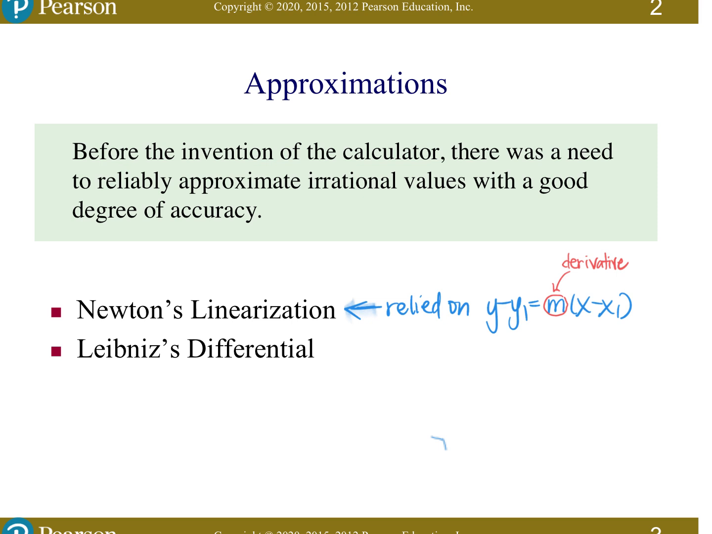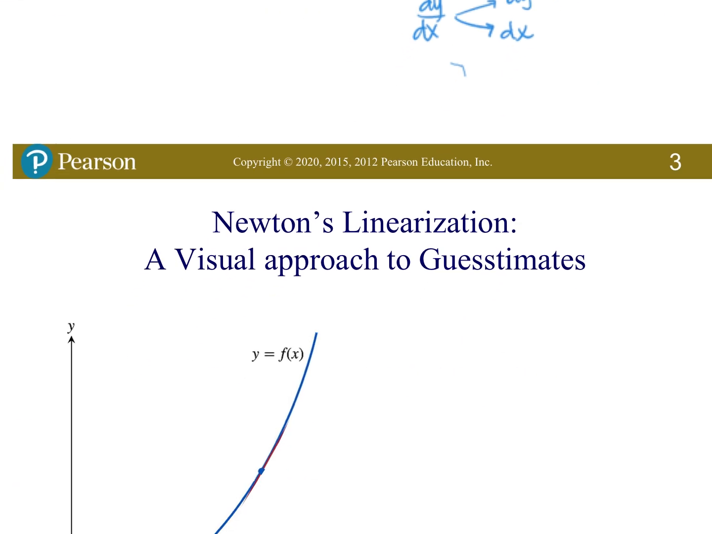Leibniz relied on his differential. He relied on separating dy dx into a dy separate from dx, just looking at those two things separately. So they each took their own method and used it for approximating things, so they could figure out, oh, what is the log of 17? And they actually could use their derivatives to help them out.